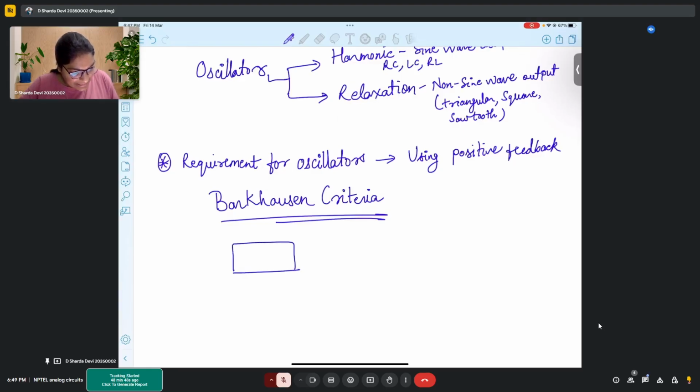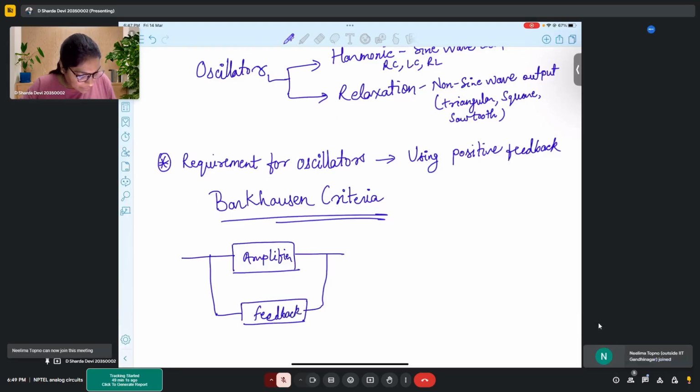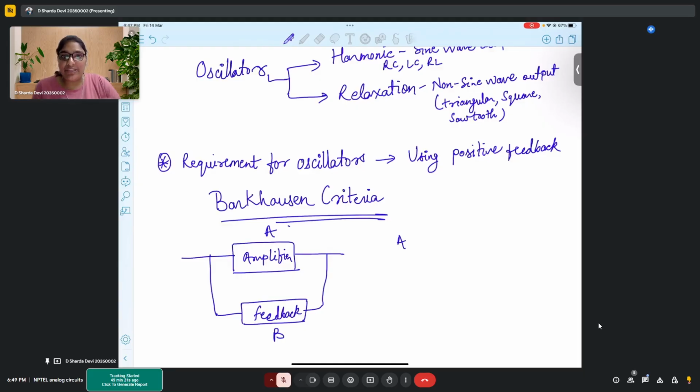So what does this Barkhausen criteria tell you about? Let's say you have an amplifier, and definitely you would need a feedback path, right? Feedback path is always required for stability. So now you have an amplifier with gain A and a feedback path with a gain factor beta. Then, according to the Barkhausen criteria, for sustained oscillations, you need to have A times beta as 1 or greater than 1. While starting the oscillations, you need to have A times beta greater than 1.